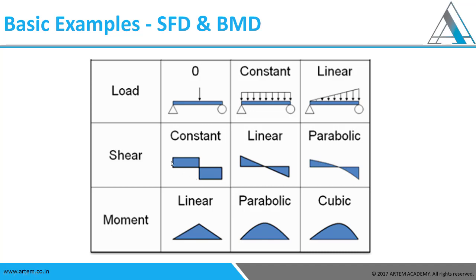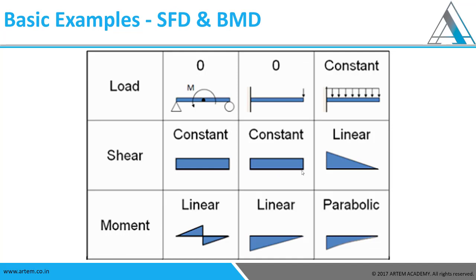You would clearly notice one thing, that the slope keeps on increasing. For example, this constant becomes linear, this linear becomes parabolic, and this parabolic becomes cubic. It means that with the application of the loading in this way, from point load to constant to linear, there is an increase in the degree of the slope, that is from 0, 1 and 2. You can just make a note of it. It's actually very helpful while solving problems, while analyzing beams.